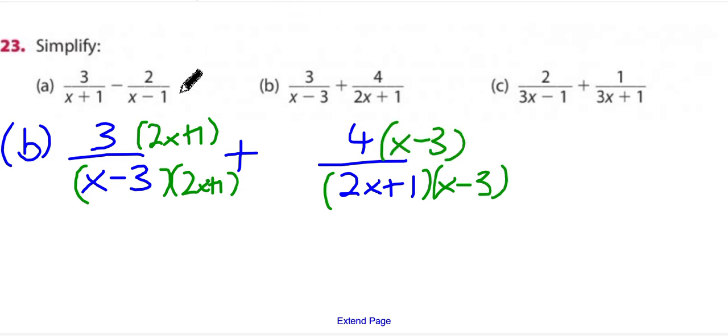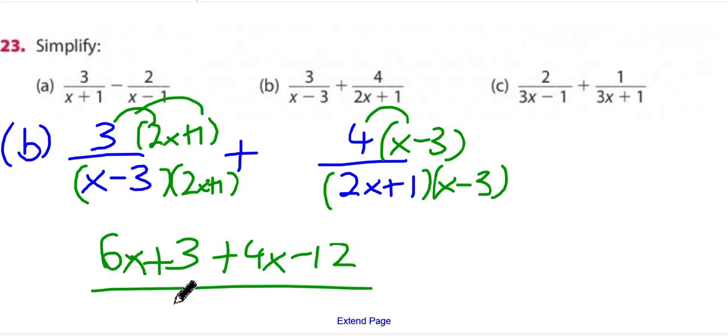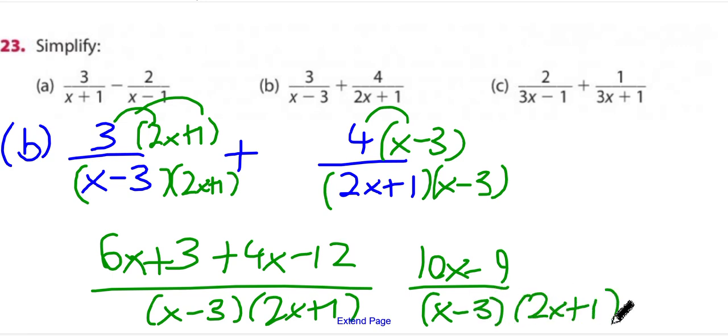So 6x plus 3 on top, because you multiply in by 3. 4x minus 12, all over x minus 3 and 2x plus 1. Did anybody get 10x minus 9, all over x minus 3 and 2x plus 1? They get pretty easy after a while, don't they?